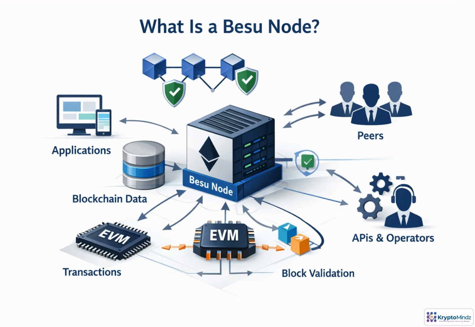A Besu node is the active software process that lets a machine participate in an Ethereum-compatible network. It stores blockchain data, talks to peers, checks blocks, and runs transactions through the EVM. It also provides APIs, so applications and operators can read data, submit transactions, and manage the node.